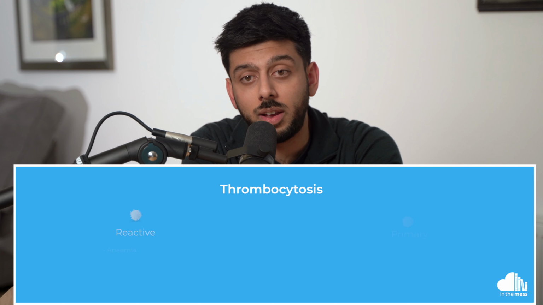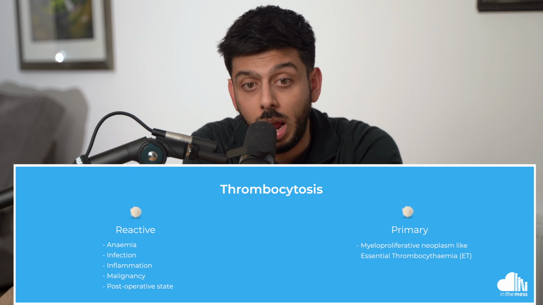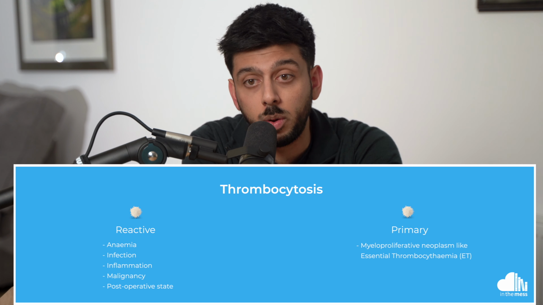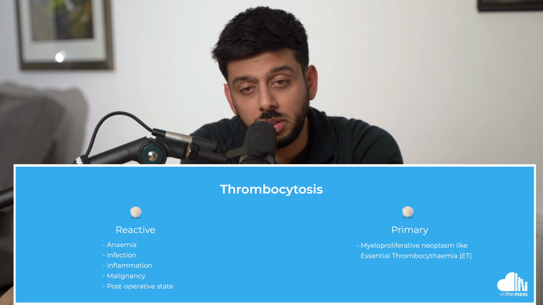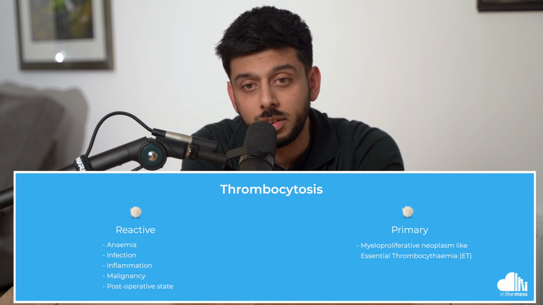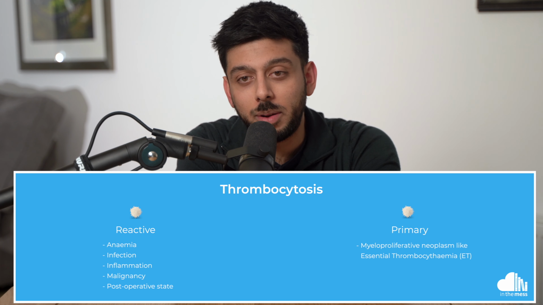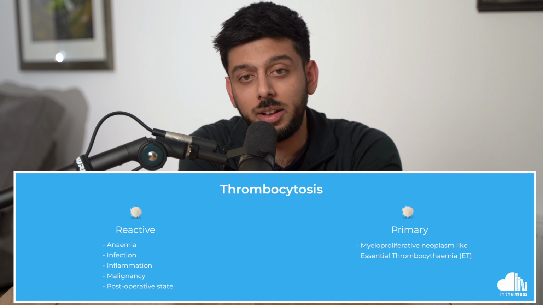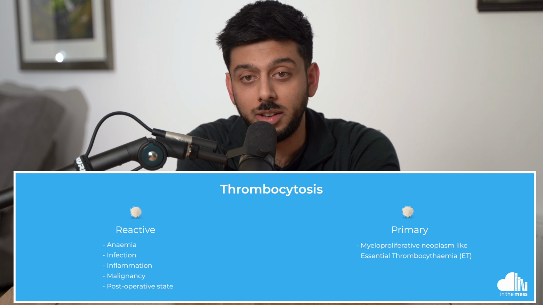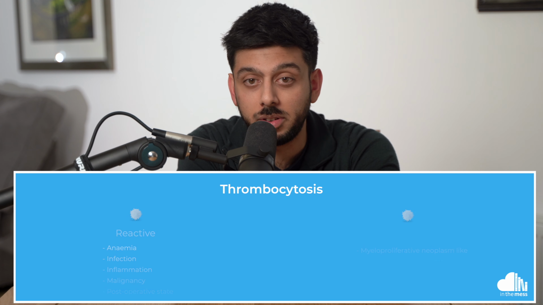Finally, thrombocytosis, or a high platelet count. Broadly, disorders can be classified as either reactive, or outwith the bone marrow, or primary, or within the bone marrow. Most causes of thrombocytosis are reactive. This can be reactive secondary to anemia, i.e. blood loss, infectious diseases, malignancy, inflammatory conditions, or a post-operative state. Primary bone marrow conditions that lead to high platelet count include myeloproliferative neoplasms, such as ET or essential thrombocythemia.